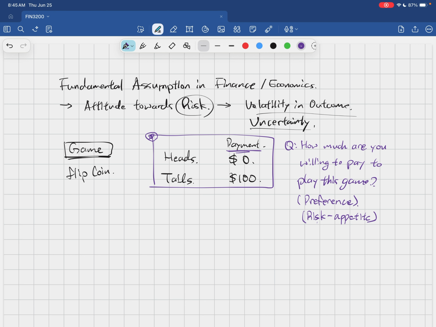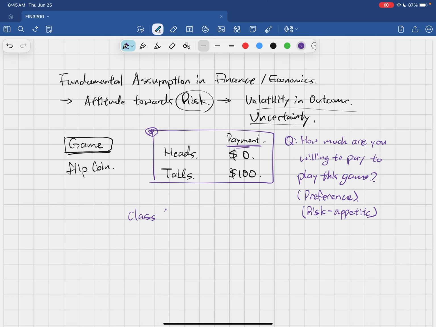During these regular semesters, usually the class average is between $20 and $30. The number usually ranges from some people saying 0, I'm not going to pay anything to play, to some people who maybe misunderstood the game saying $100 sometimes. That's the range, and the average becomes $20 to $30.